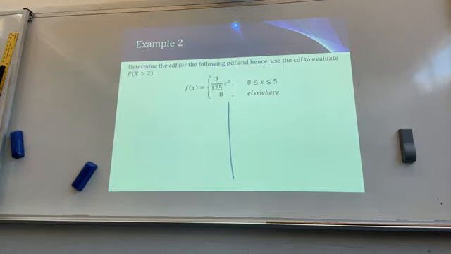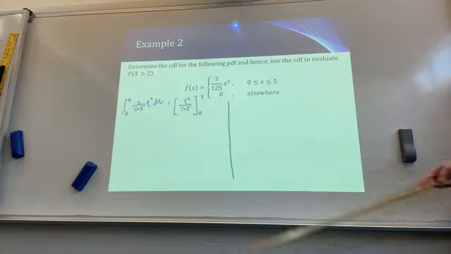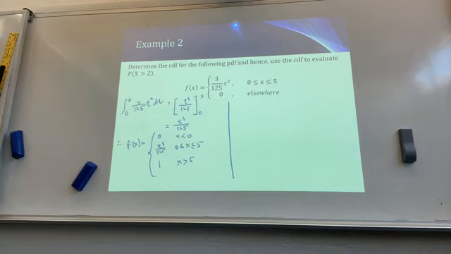So example 2. Determine the CDF for the following PDF and hence use the CDF to evaluate the probability that x is greater than 2. So you know that you need to do an integration between 0 and 5. This time I'm going to use x because I'm using the fundamental theorem of integration. So here, if I do it that way, straight away I know it is x cubed divided by 125.